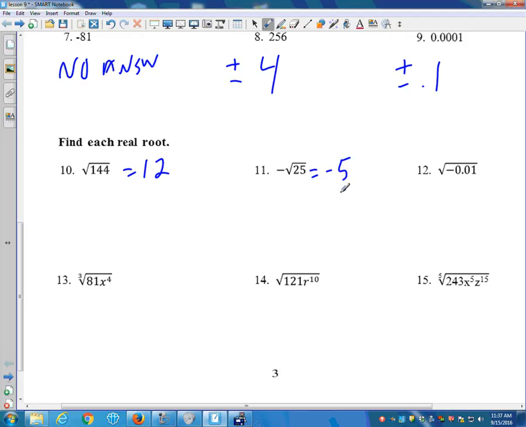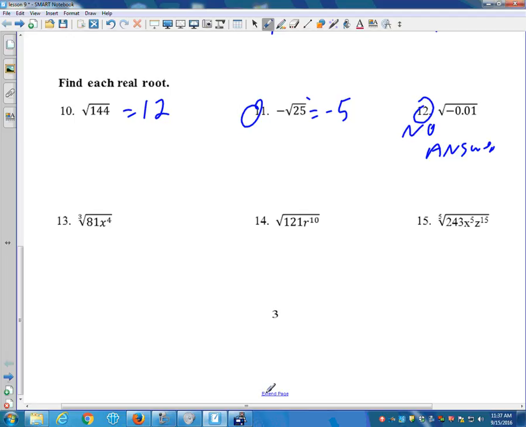And then what about question number 12? That's impossible. Very good. No answer for number 12. And I hope you can look at 11 and 12 and see the difference, whether the negative is on the outside or on the inside, and the difference that it makes. Okay, 13 is a little bit different.